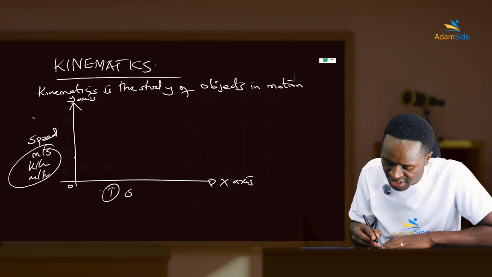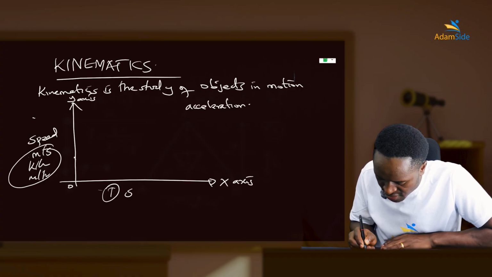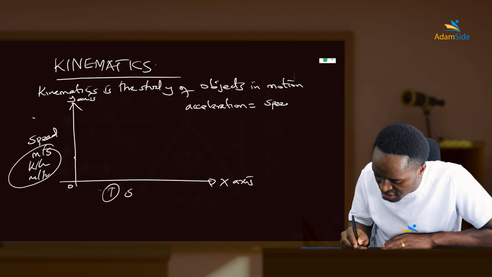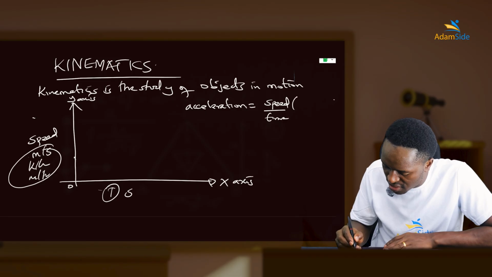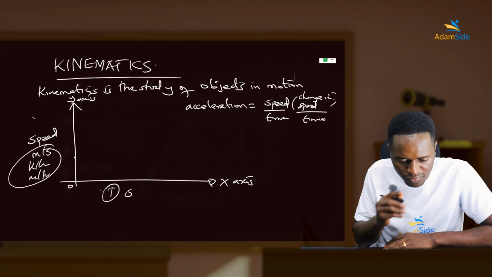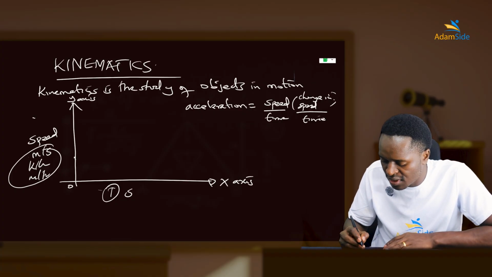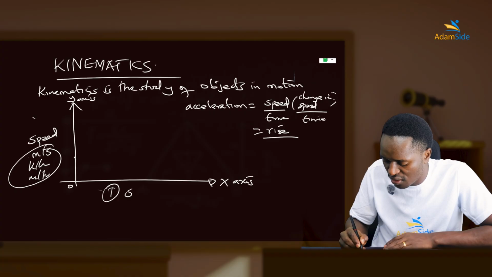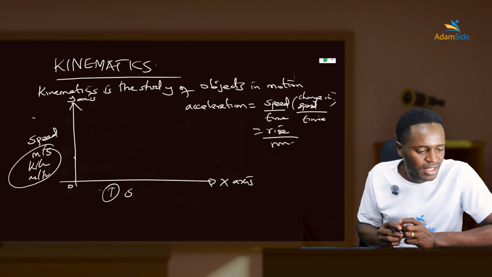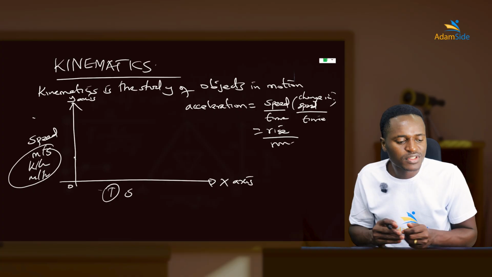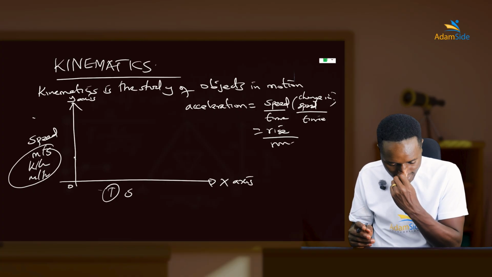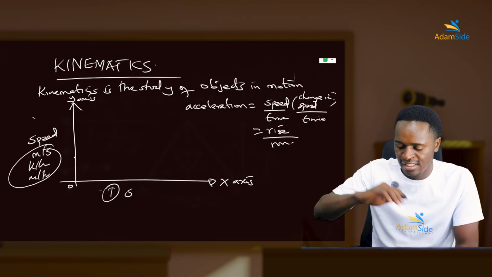And when we say acceleration, what did we say acceleration is? Acceleration is equal to change in speed divided by the time taken for the speed to change. And this is always represented by rise over run. We have talked about that. Whenever you have a positive gradient, a positive gradient shows positive acceleration, like the car is speeding up.